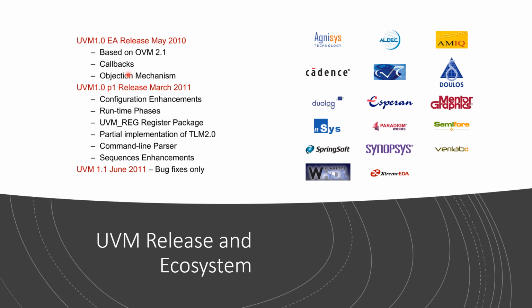In May 2010, the first version of the early adopter kit was released, based on OVM with callbacks and objection mechanism. The first version of UVM was released in March 2011 with configuration enhancements, runtime phasing, and an inbuilt register package, which we'll all discuss later. There was also an implementation of TLM and other sequence enhancements. UVM 1.1 was released in June 2011 with some bug fixes.